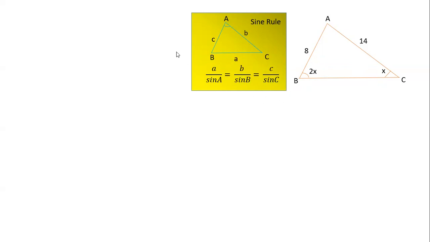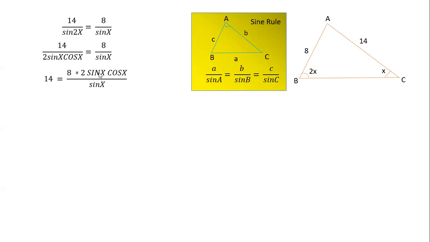Using this concept, if you see here, what are we having? 14 and 2x, 8 and x, opposite angles. So it will be 14 upon sine 2x, since the opposite angle is 2x, equal to 8 upon sine x. Now sine 2x can be written as 2 sine x cos x. Take this term to this side and multiply. It will become 14 is equal to 8 into 2 sine x cos x. Sine x can be cancelled. So let's cancel it. What is left?